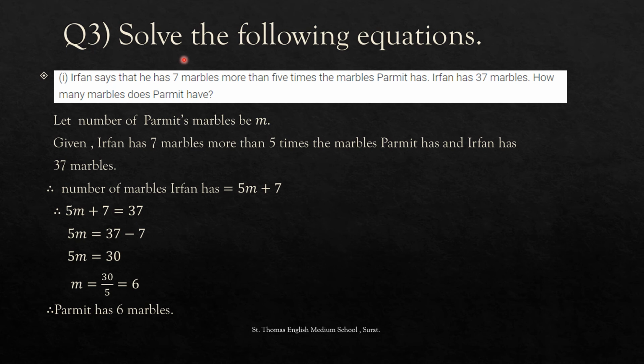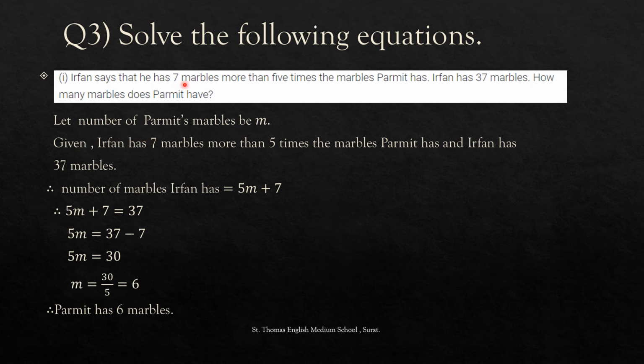Question number 3. Solve the following equations. First one. Irfan says that he has 7 marbles more than 5 times the marbles Parmit has. Irfan has 37 marbles. How many marbles does Parmit have? Here the number of marbles Parmit has is not given, so we have to find it. Clear? So we are going to take M. Let the number of Parmit's marbles be M.